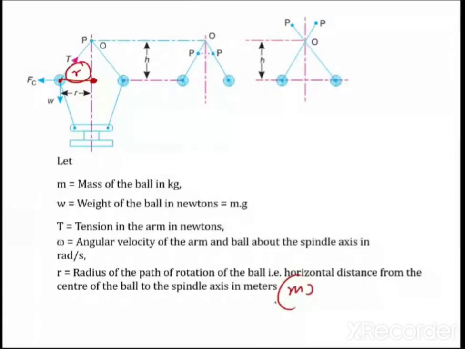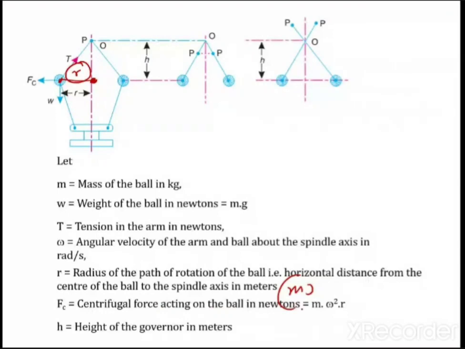Is it clear? And last, Fc is the centrifugal force acting on the ball in newtons, m omega square r. And h is nothing but the height of the governor in meters. So to do the analysis of a simple Watt governor, I have considered this figure and these notations. And a very, very important point which you have to understand in the analysis: maybe you might come under this doubt, but I am just solving it.